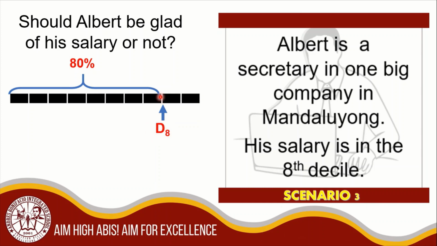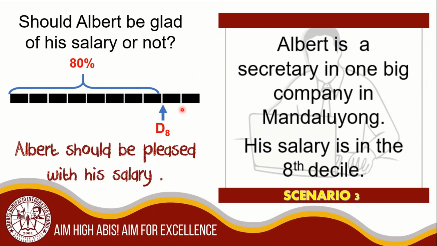So, ibig sabihin nun, 80% of the employees in that company ang mas mababa sa sahod ni Albert. At 20% naman ang mas mataas ang sahod kay Albert. So, in this case, Albert should be pleased with his salary kasi mas mataas ang sahod niya sa majority of the employees.